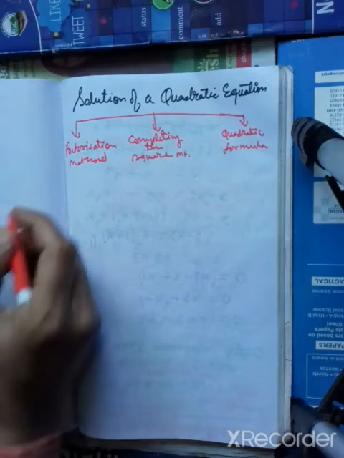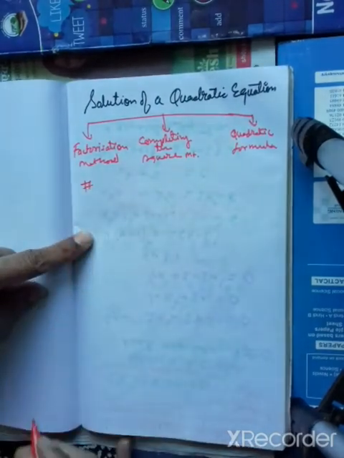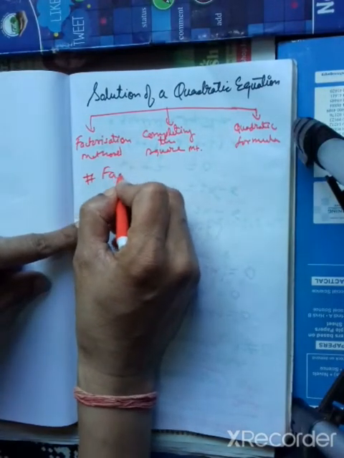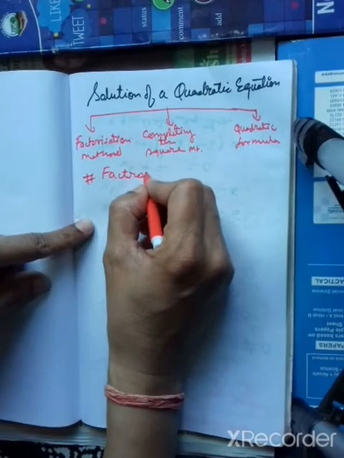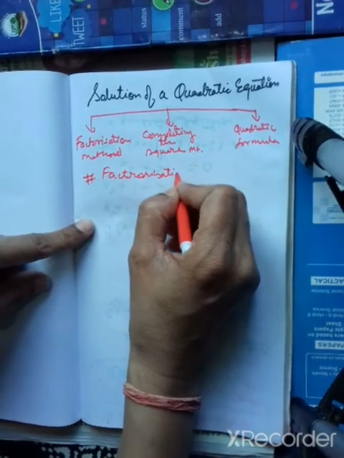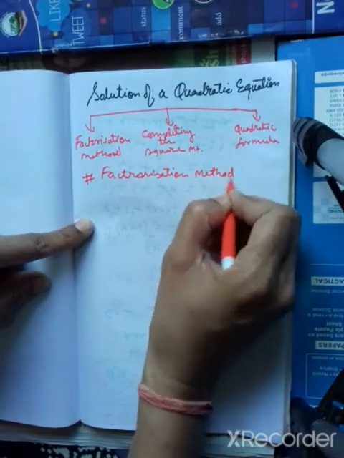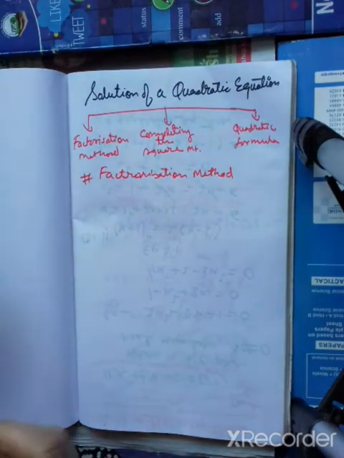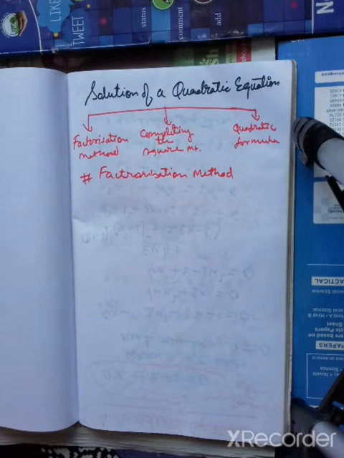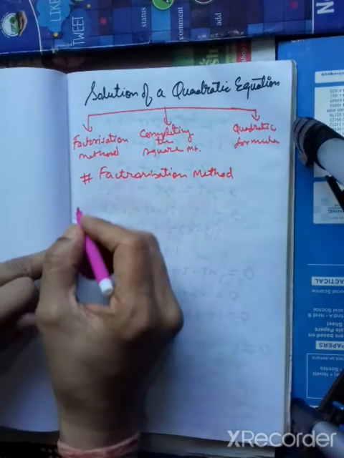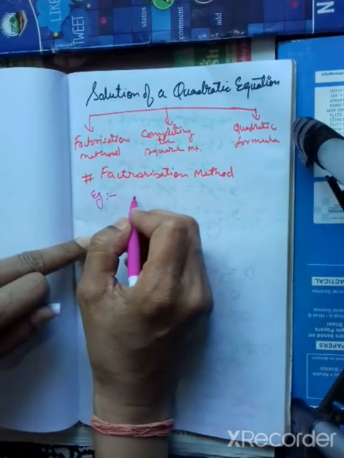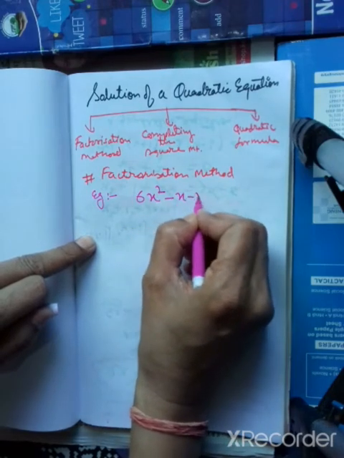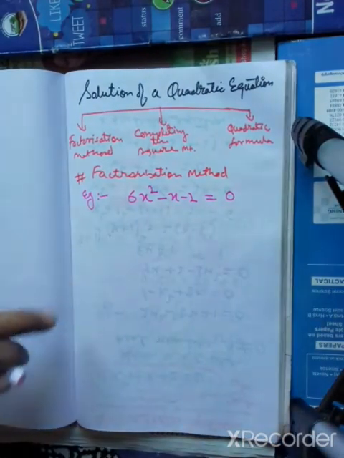Okay. So today we are going to learn how to use factorization method to solve a quadratic equation. Factorization method you have learnt in your 9th class also, which is known as middle term split also. So let us take an example. Let me say we are having a quadratic equation 6x square minus x minus 2 equals to 0.